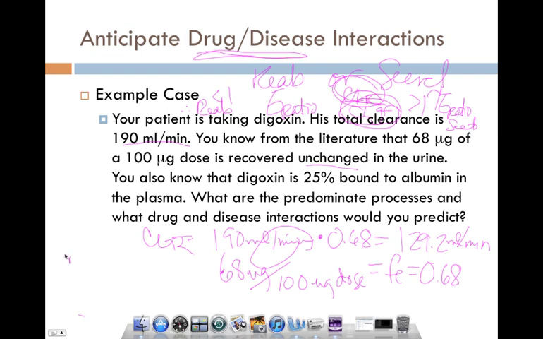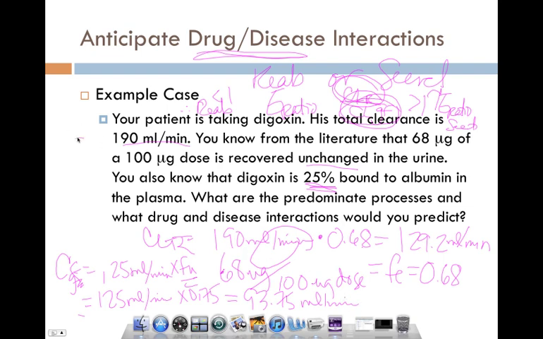Anyway, so now we'll do filtration clearance, which is GFR, which we know is about 125 mils per minute in a normal patient, times the fraction that's unbound, because the fraction that's unbound is the amount that would be able to make it through that filter. So was that given to us? We could look it up if it wasn't. We also know that digoxin is 25% bound, so our fraction unbound would be 0.75, wouldn't it? So again, just plug and chug that. And I got 93.75 mils per minute.